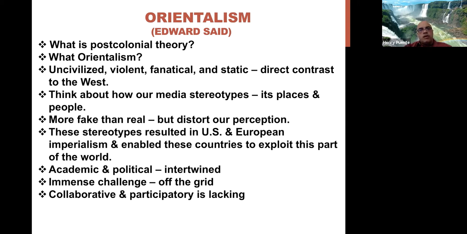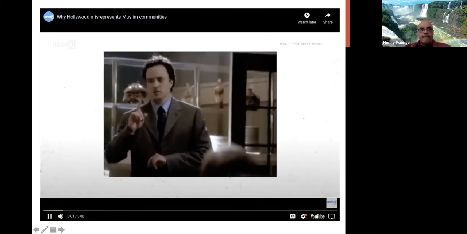And so what Edward Said is talking about here, going back to the theory of stereotyping, is that it's mostly fiction. It is more fiction than it is real. But because these narratives have been told over and over again, it has distorted our perception about this part of the world. And so, for example, what's Islamic extremism?